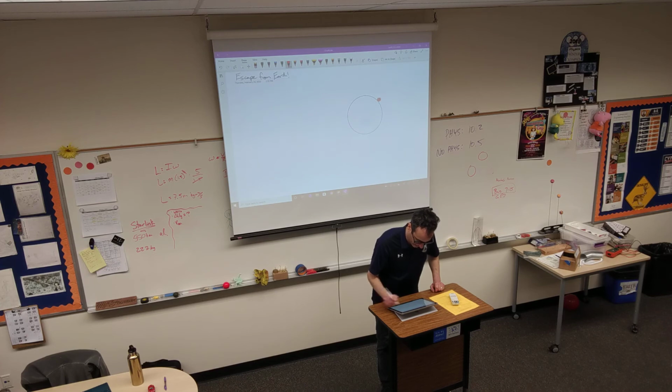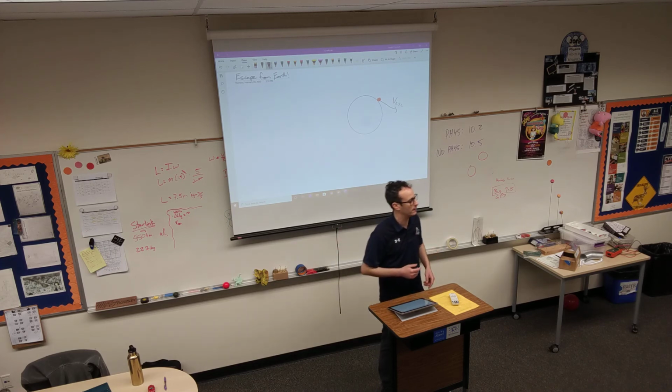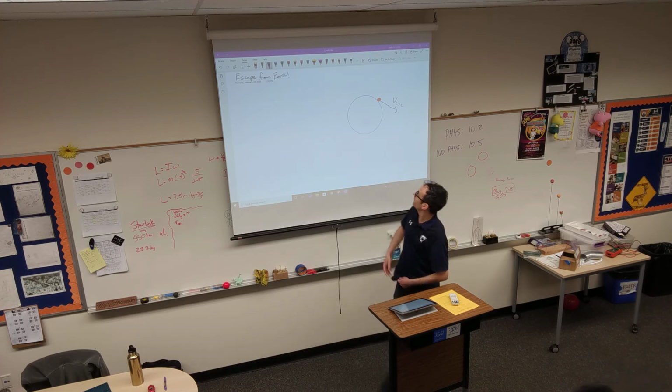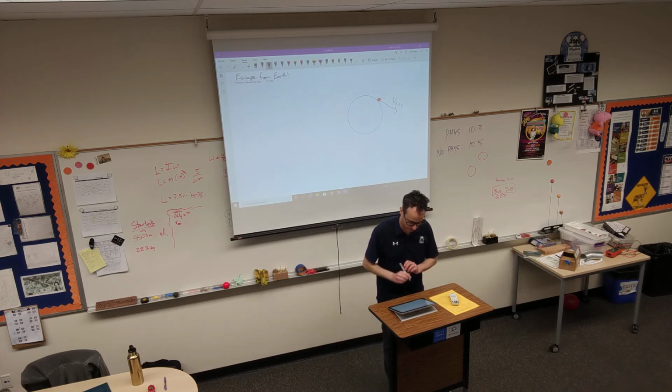So here you are on Earth, and you want to send your rocket out of Earth's orbit. You want to get out of Earth's gravitational well, right? So what minimum velocity, or escape velocity, would you need in order to do that?